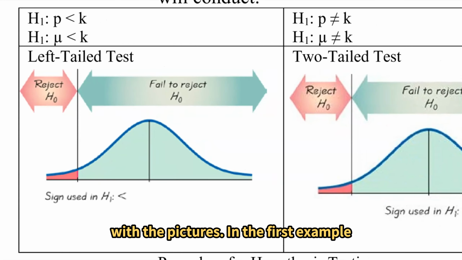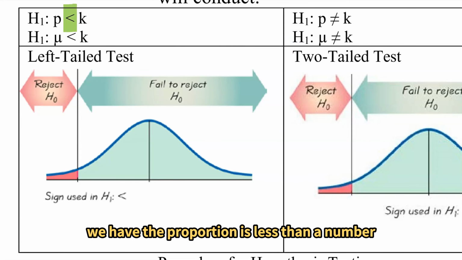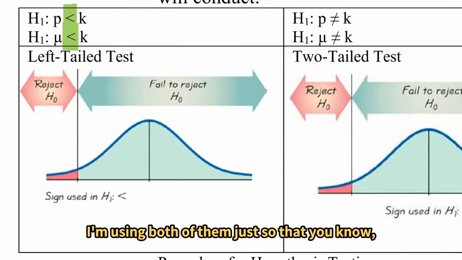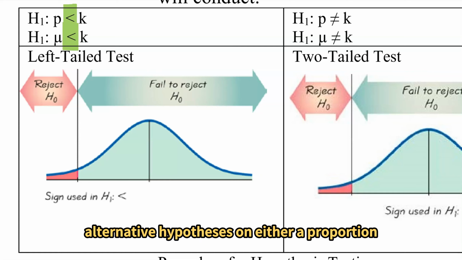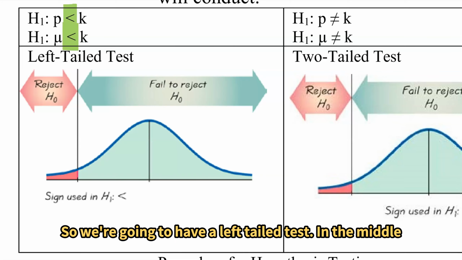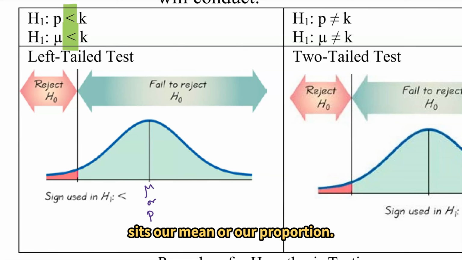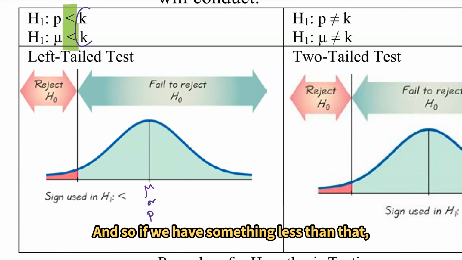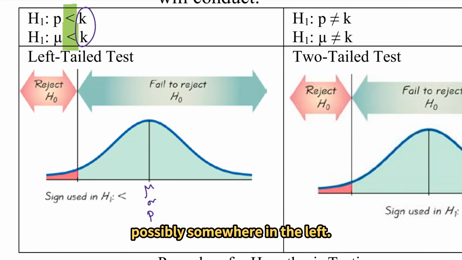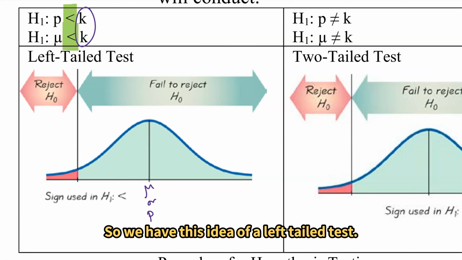In the first example, we have the proportion is less than a number or the mean is less than a number. I'm using both of them just so that you know we're looking at alternative hypotheses on either a proportion or a mean, and that less than is our alternative hypothesis. So we're going to have a left-tailed test. In the middle sits our mean or our proportion. And so if we have something less than that, we're looking at getting a test statistic possibly somewhere in the left. So we have this idea of a left-tailed test.